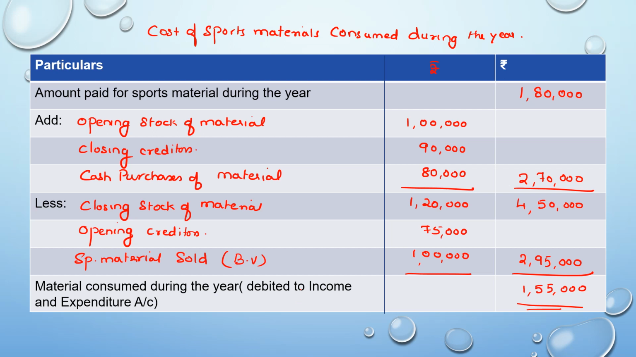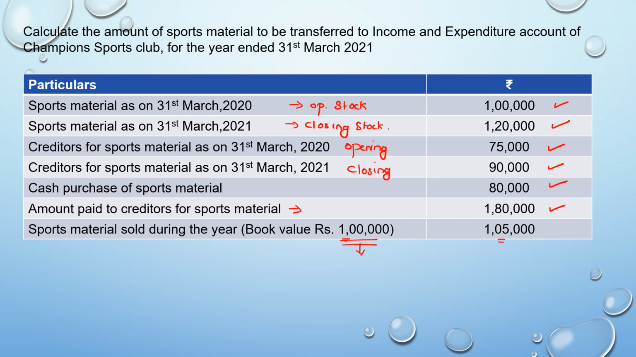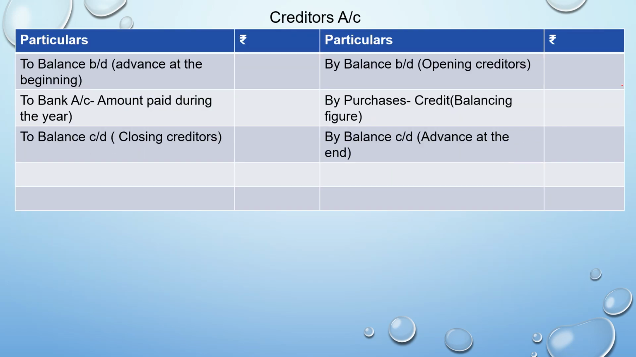Now, if the same question we are going to solve using the account method, look at the account that is prepared here. Creditors account. I prepared the format and kept it ready. Now, we would be writing the opening value of the creditors. You go back and see the opening value of creditors was 75,000, closing was 90,000. So 75,000 opening, 90,000 closing.